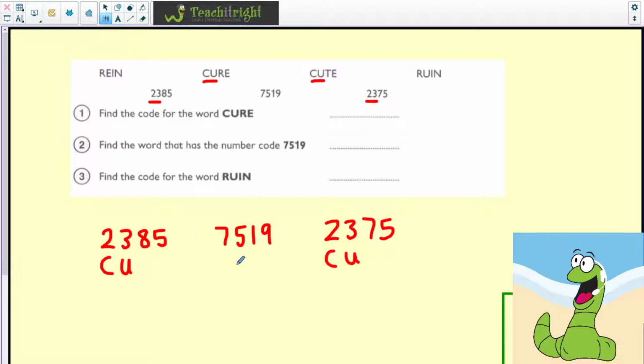Well, no, they don't. So that rules out ruin, because there's no U, so there's no 3 as the second letter. So the 5 must be an E coming from rain. I hope that made sense, because we'd already worked out the C and the U, so we knew that the 3 was a U. But to be the right code for ruin, the second letter should have been 3, but it wasn't. So this means that this must be rain.